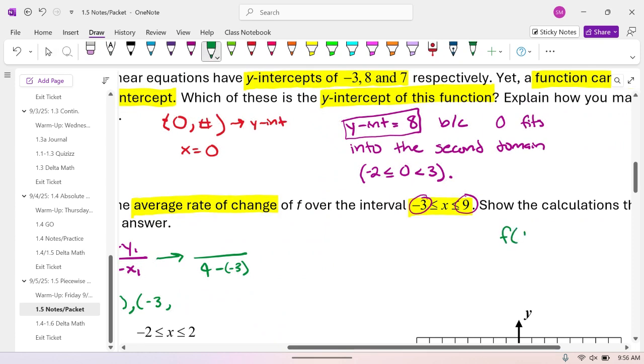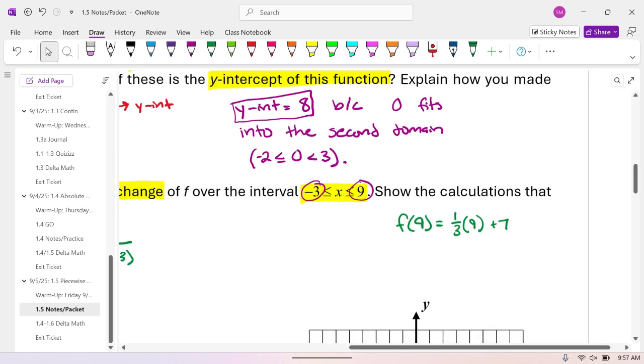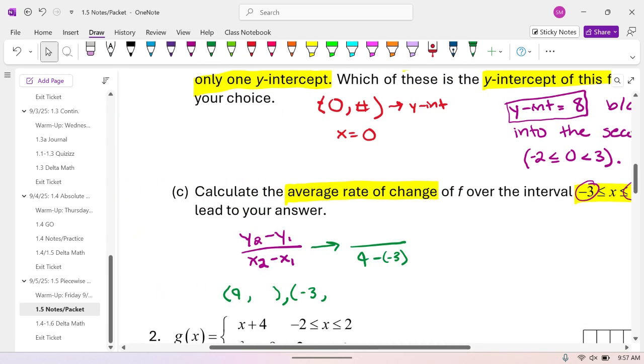So, if I have f of 9, I'm plugging that into 1/3 times 9, plus 7. Right? Or is it minus 7? Okay. Plus 7. Now, what's 1/3 times 9? 3. Same thing as 9 divided by 3. And then what's 3 plus 7? 10. So the point where we have an x value of 9 is (9, 10). So that means I want to put 10 here.